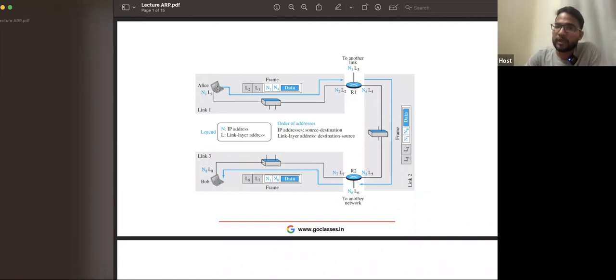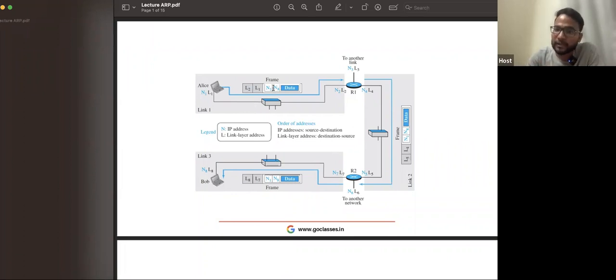So what it will do, it will transmit this packet, and it will say that my IP address is N1 and my MAC address is L1, and Bob's MAC address and IP address are L8 and N8. Now it will be putting the MAC address of what? Of the next hop only. Which means, if it is transmitting to R1, then it will say that this MAC address is L2. So have you understood this?